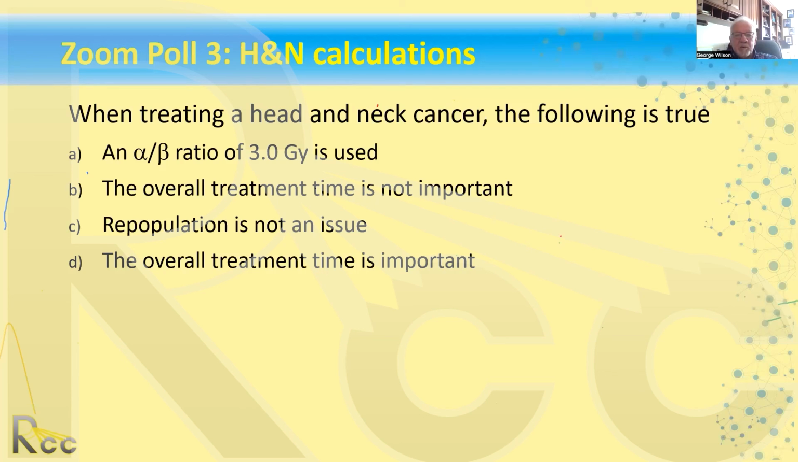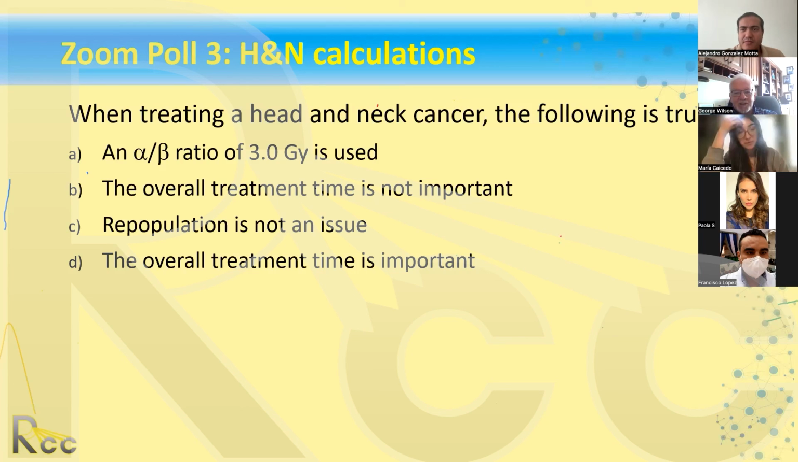Okay, so when we're treating a head and neck cancer, the following is true. We use an alpha beta of 3 gray. The overall treatment time is not important. Repopulation is not an issue, or the overall treatment time is important. Let's give 1 minute for people to answer.